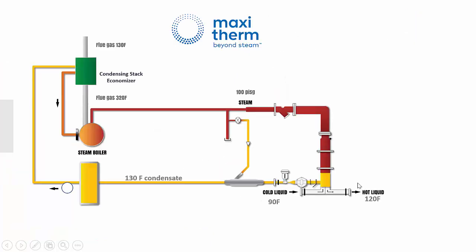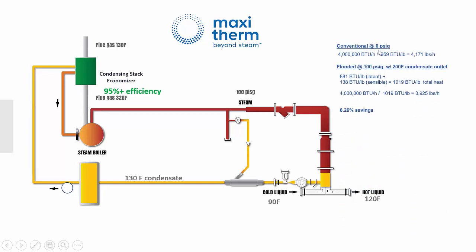So let's apply this to a Maxi-Therm. Let's give a set point here at 120 Fahrenheit with a return at 90 Fahrenheit. We can oversize the heat exchanger. The condensate will come out at full load at 130 Fahrenheit. If you bring this cold condensate back in a condensing stack economizer, heavy-duty industrial built, this becomes a condensing steam boiler. Now remember those numbers.